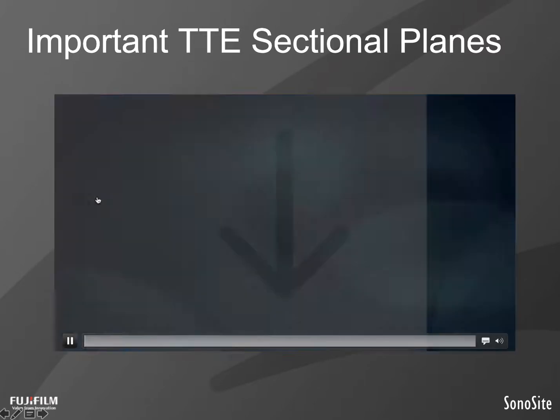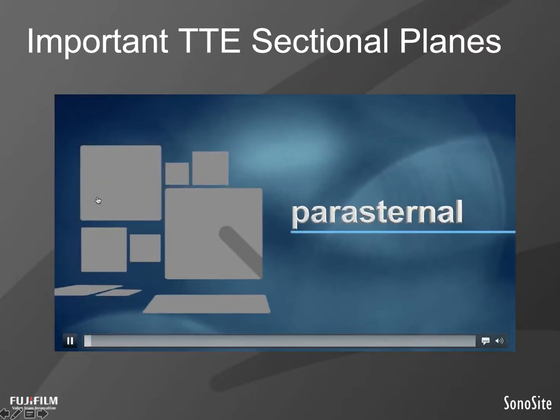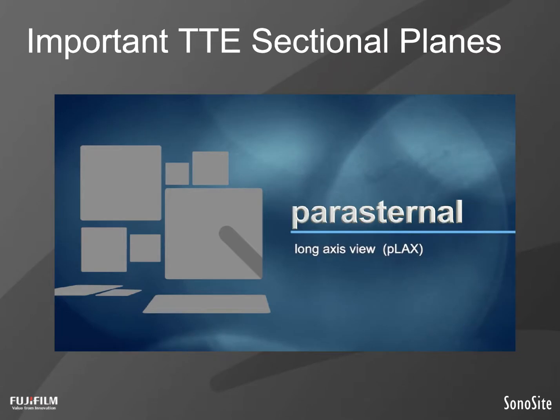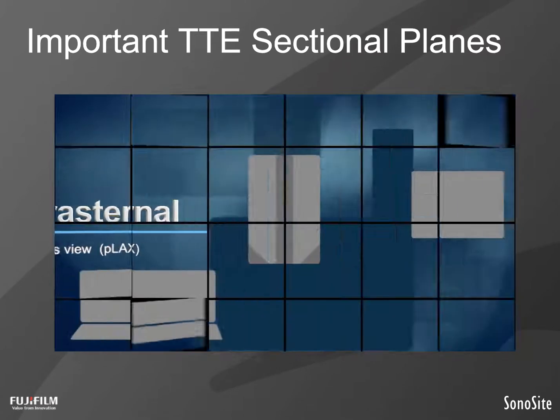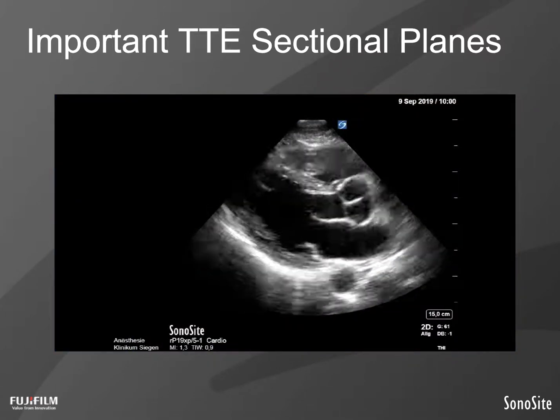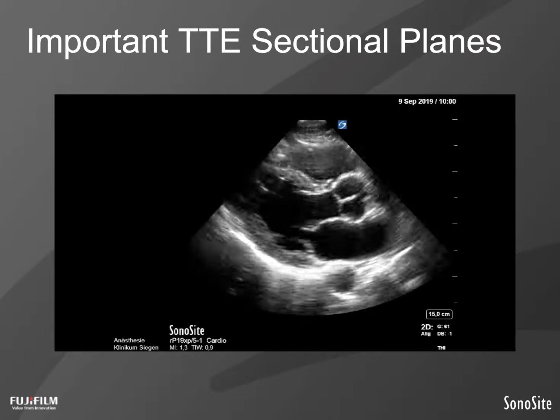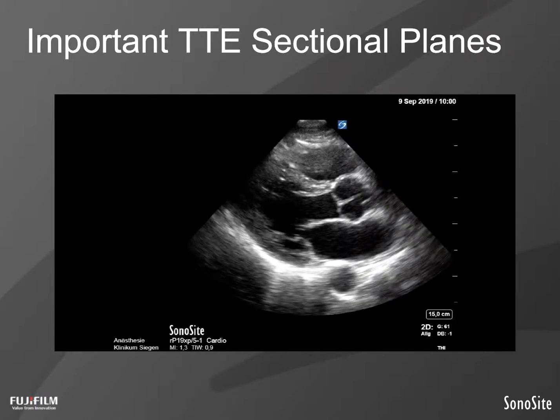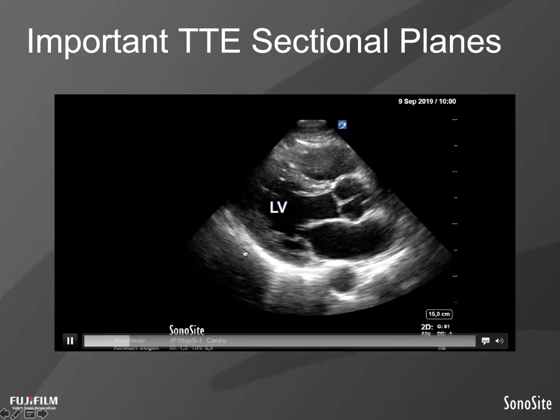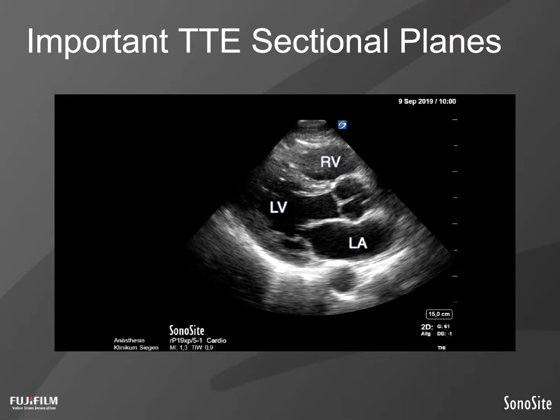First, we start with the parasternal long axis view. The marker is turning to the left patient's shoulder. Here you see good contractility with normal cavities. The left ventricle is very obvious. In the center, right ventricle, left atrium, aortic valve, and the anterior mitral leaflet and the posterior mitral leaflet.